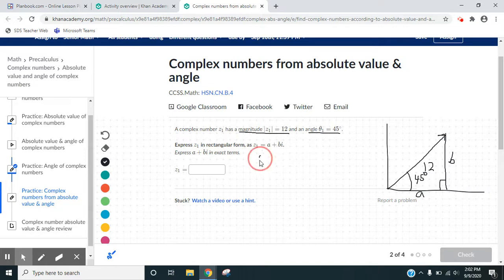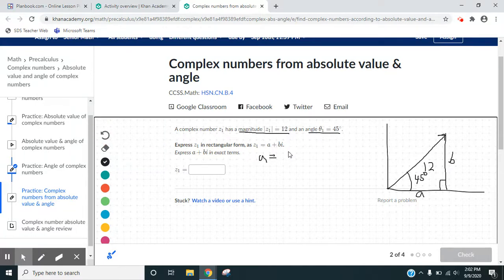All right, the formula for each of these is the same every time. We're going to use the magnitude. So the absolute value, in this case it'll be 12, times, this is for A now, the first part, times the cosine of 45. For letter B, 12 times the sine of 45. If they give us the angle in degrees, our calculator should be in degrees. If they give us the angle in radians, the calculator should be in radians.